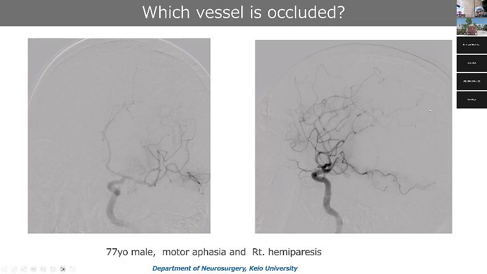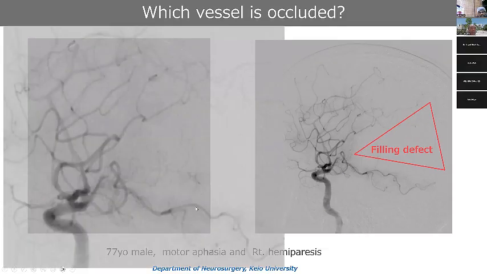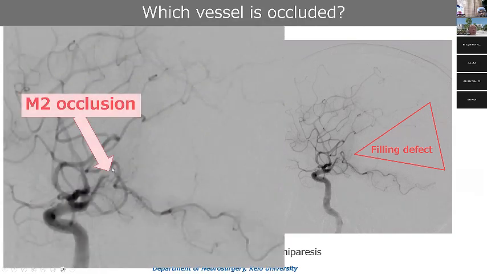So what is the problem in this case? We should follow the course of the main trunk of MCA and ACA, and also we should see the perfusion defect, the filling defect. As you can see, there is a filling defect like a triangle, and on top of the triangle is the site of arterial occlusion. So this is the occlusion site. So M2 occlusion is the diagnosis of this case.